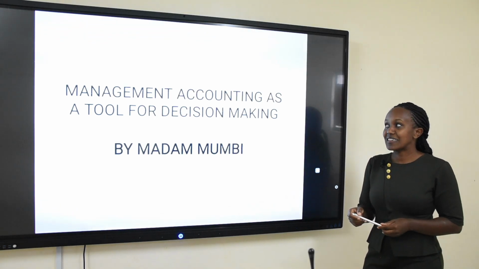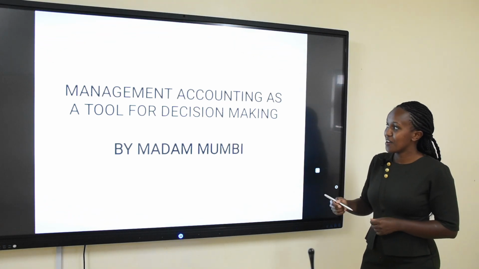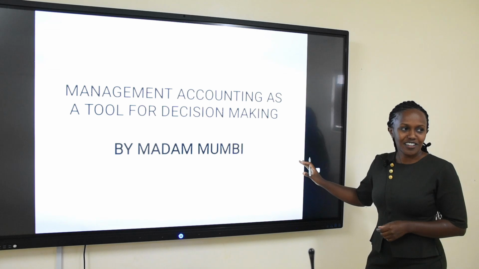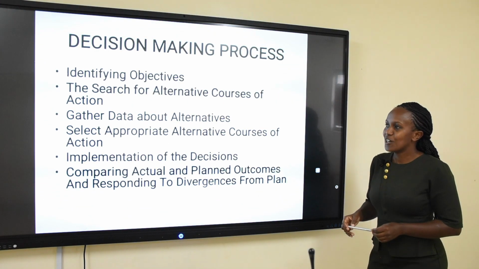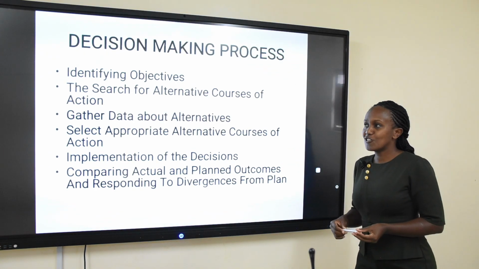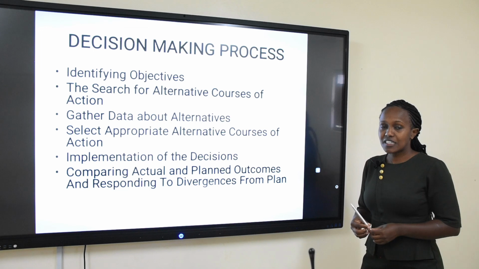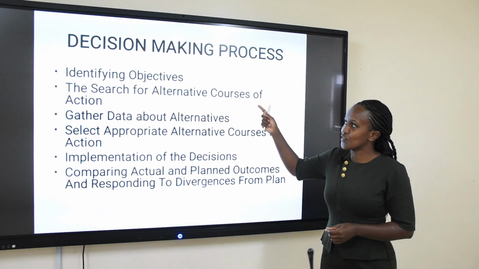We are going to be looking at management accounting as a tool for decision making. That is our topic for today. To begin with, we have to think about the decision making process. The decision making process involves 7 steps. The first one is to identify the objective.